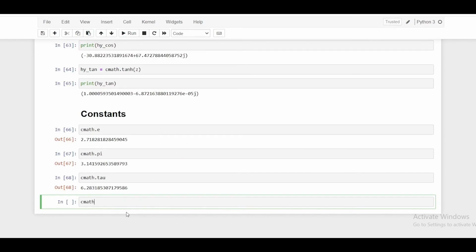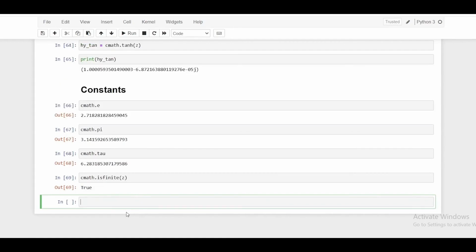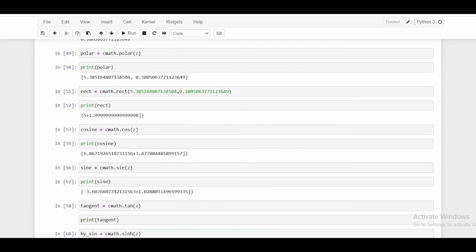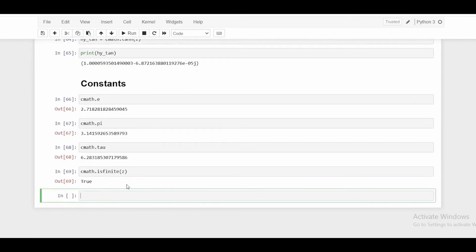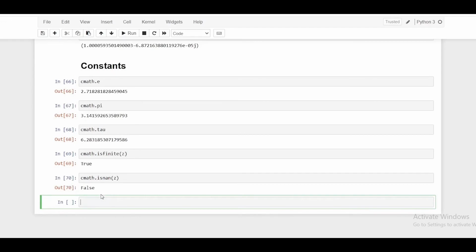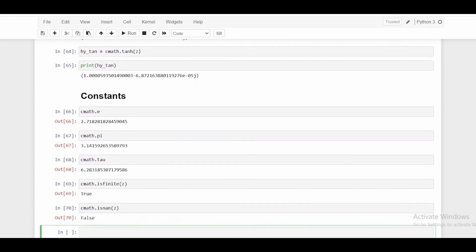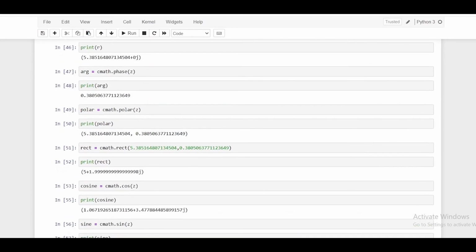There are also other methods which are part of the cmath module, such as dot isfinite, to check whether there are integers or numbers inside our given complex number. So here in this case we have integers in our complex number, so it prints out true. So we have the cmath.isnan method. The isnan method checks whether there are no numbers in the given complex number, but we do have numbers in our given complex number, so it prints out false.